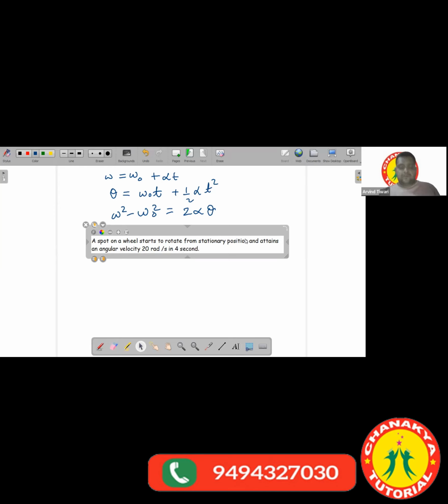Okay. So find the angular acceleration. You have to find these things. Find the angular acceleration and the angular displacement. So these two things you have to find out.